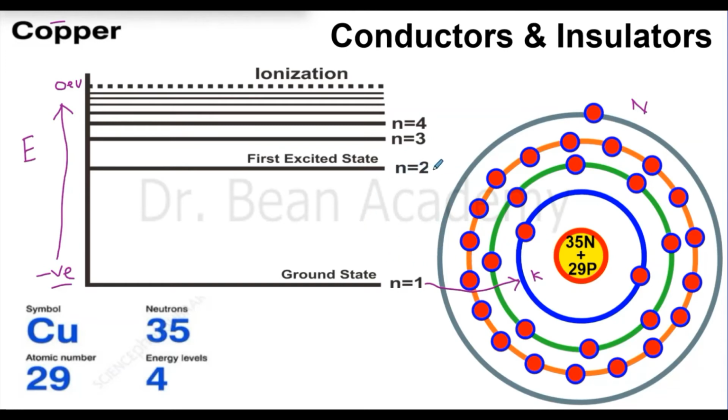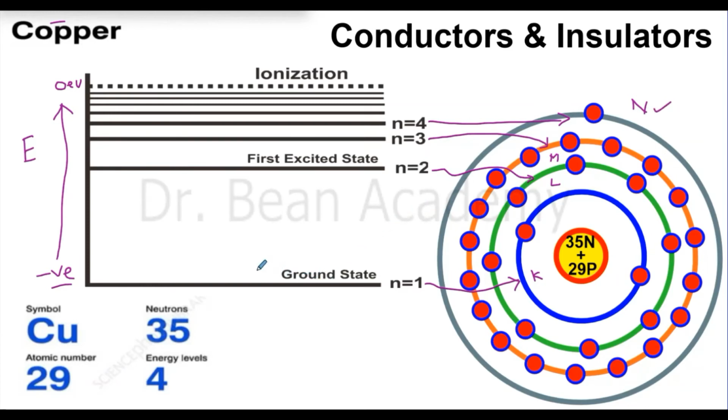And then n is equal to 2 is related to the second orbit. I also gave it a name L, or n is equal to 2, and this is the energy level. Then similarly n is equal to 3 is related to the third orbit, or M level, and n is equal to 4 is referring to the fourth orbit, or N orbit.